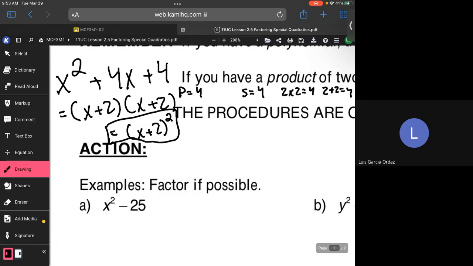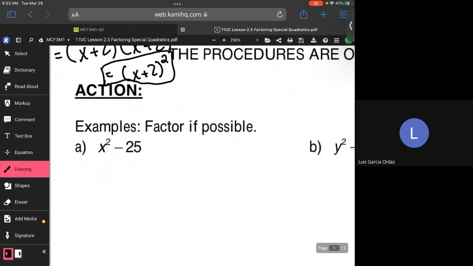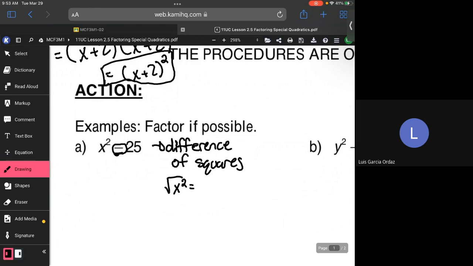So let's take our first example. Factor if possible: x squared minus 25. Is this a perfect square or a difference of squares? Difference, because you have this subtraction in the middle. What I usually like to do is take the square root of both terms first. So what is the square root of x squared? X. Now, what's the square root of 25? 5.